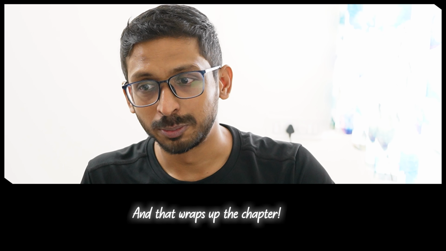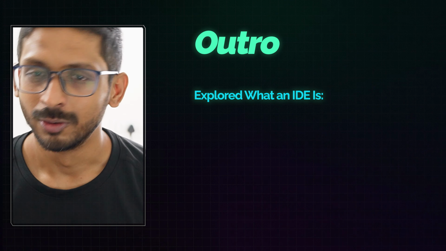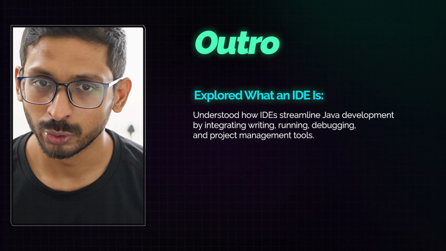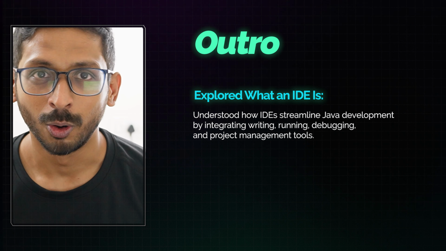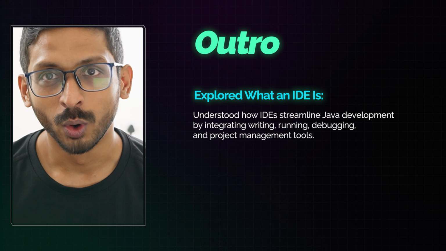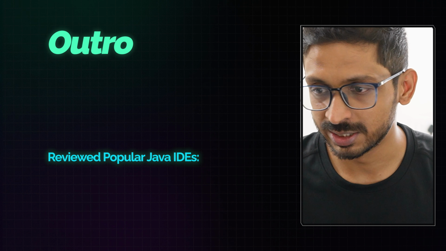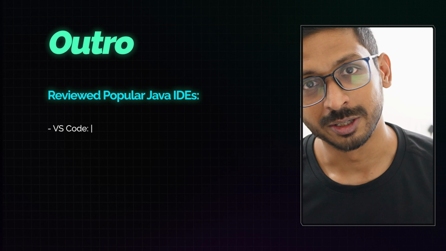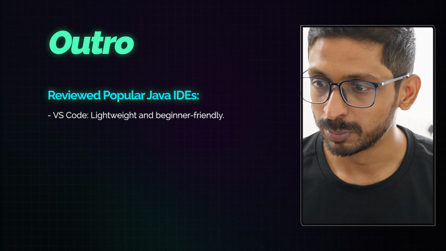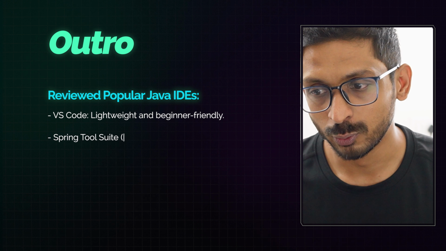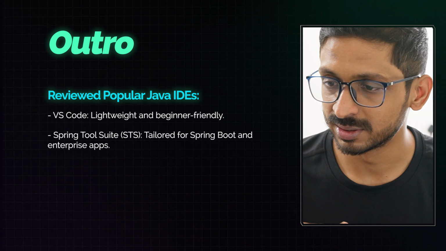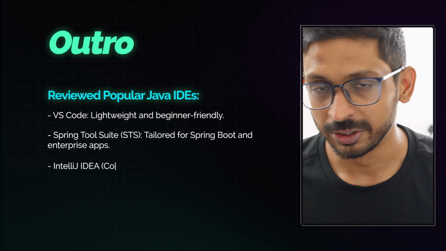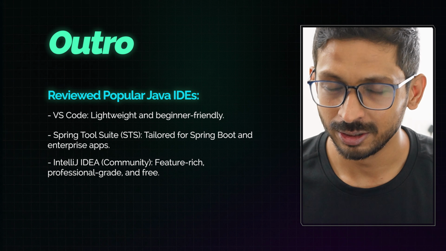That wraps up this chapter. Let's quickly recap what we covered. We began by understanding what an IDE is. It's a powerful environment that brings together all the tools you need to work on complicated Java projects into one single workspace. And then we explored some of the most popular IDEs used by Java developers all around, starting with VS Code. It's a lightweight and simple IDE, perfect for beginners. Then we moved on to Spring Tools Suite, that is the STS, which is tailor-made to work with Spring Boot applications. And finally, we discussed IntelliJ IDEA and installed it.